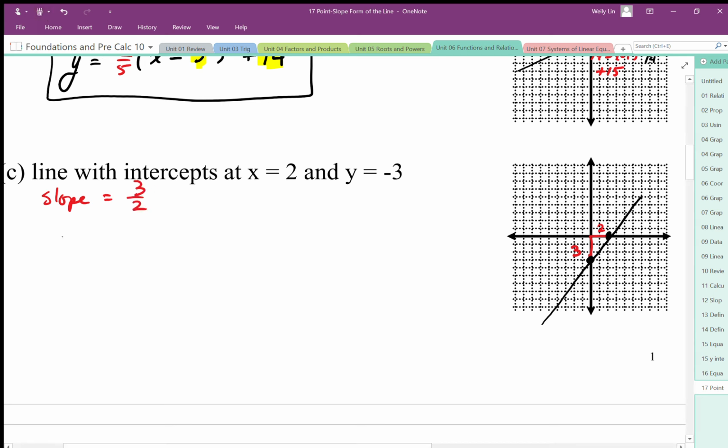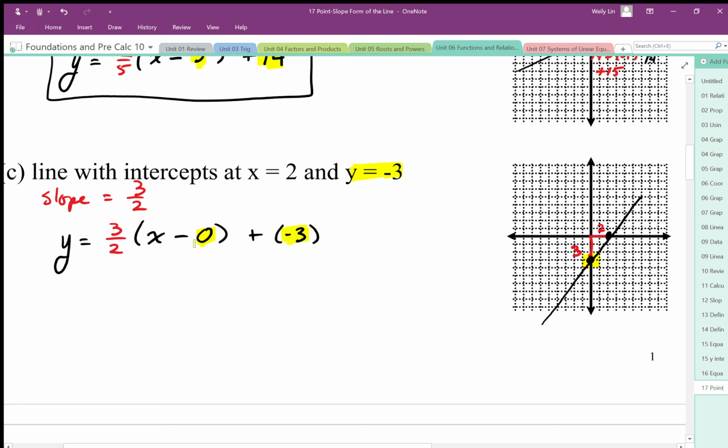Plug it into my formula. y equals my slope, and then it's going to be times x minus x1, plus y1. Why don't we use the y-intercept? Okay, we'll use the y-intercept as our x and y coordinates. So x is 0, y is -3, and I'm done. There's my point slope form.